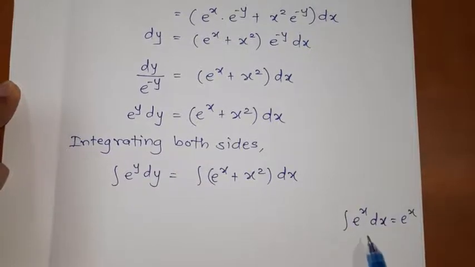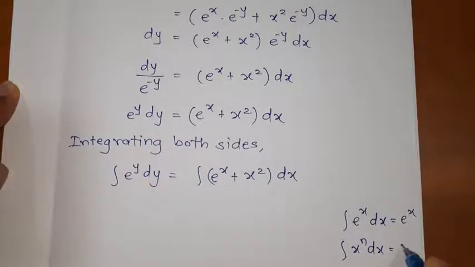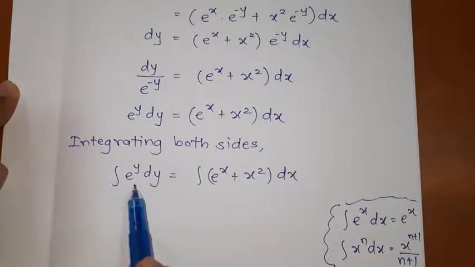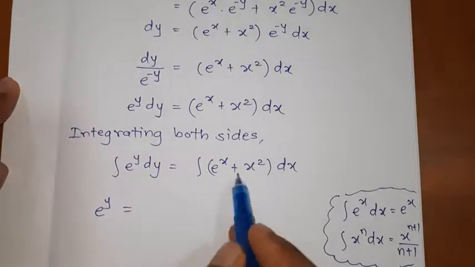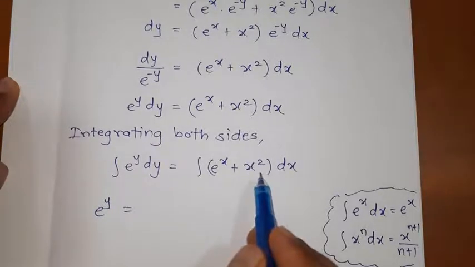See, integration of e raised to x dx is e raised to x, and integration of x raised to n dx is x raised to n plus 1 upon n plus 1. Okay, these are two formulae we have, so we can apply. So what is integration of e raised to y? Obviously it is e raised to y only. Here addition is there, you can take separate integration.